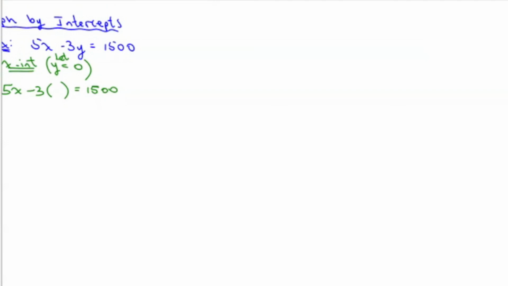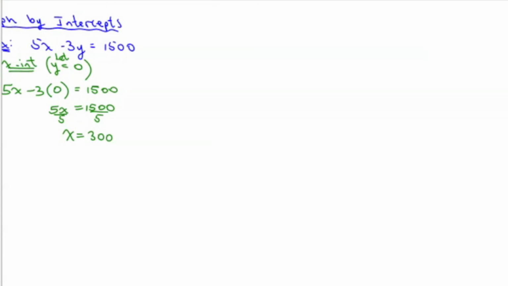What goes in the parentheses? 0. 0 times 3? Well, negative 3. 0. Is 0. 5x plus 0? 5. 5x. And this is going to equal 1500. And how do I solve for x? Divide both sides by 5, and we get x is equal to 300. Now, what is this as a coordinate on a piece of graph paper?